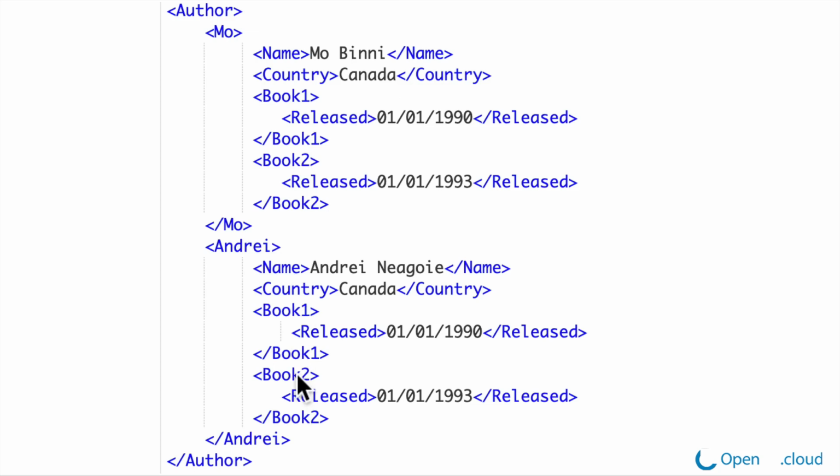Now you can see here, because of this structure, if I were to delete Mo, all of the information about Mo would be deleted as well. Same counts for Andre. If I deleted his book one, the release date goes poof. So this is one of the drawbacks of a hierarchical structure right here. Because you have this parent-child structure, and every child can only have one parent, when you delete a parent, all of the child's information goes away.